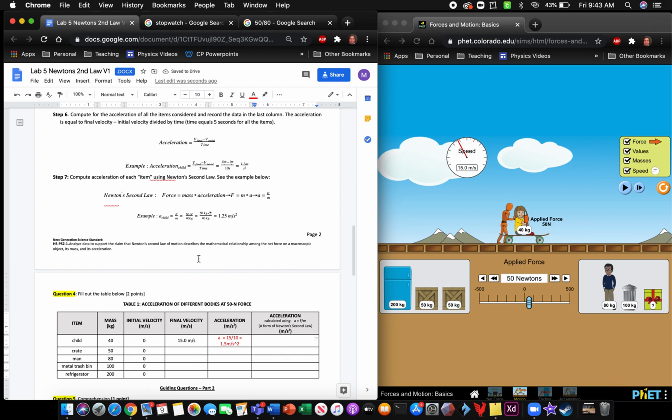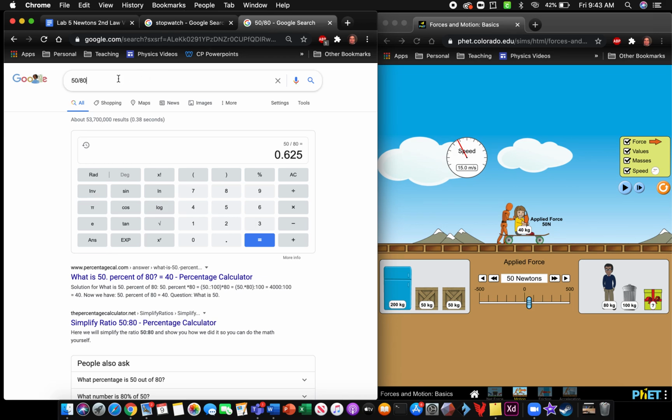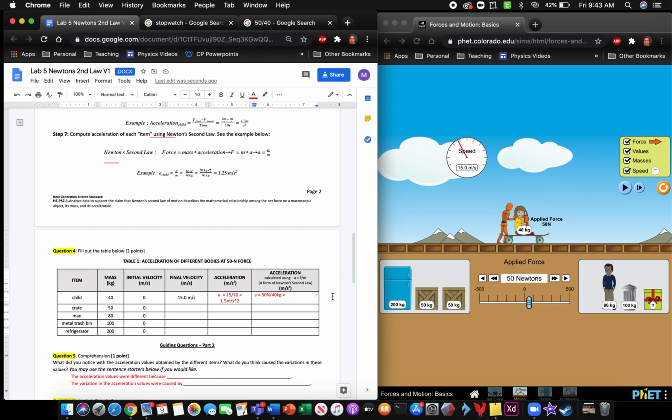Okay, then step 7 says we're going to calculate the acceleration using Newton's second law, which is acceleration equals force over mass. So we're going to say the force applied is 50 newtons, and the mass is 40 kilograms. And so 50 divided by 40, what is that? 50 divided by 40 is 1.25 meters per second squared.